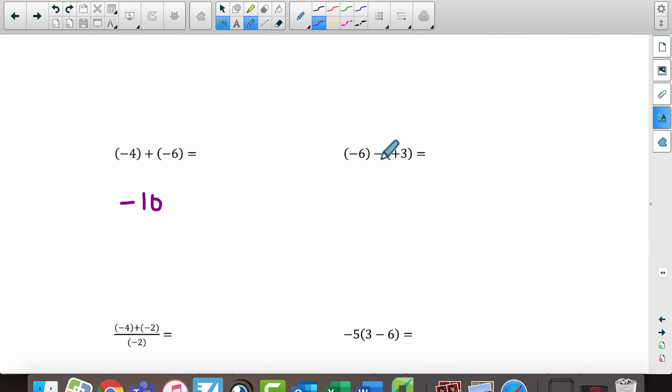Okay, now this one is subtraction. That's what we just learned today. We don't want to subtract. Don't do it. Keep the first one the same. Change the subtraction to an addition. Opposite of plus 3 is negative 3. What do you have more of, positives or negatives? They're all negatives. How many negatives? 9 total.